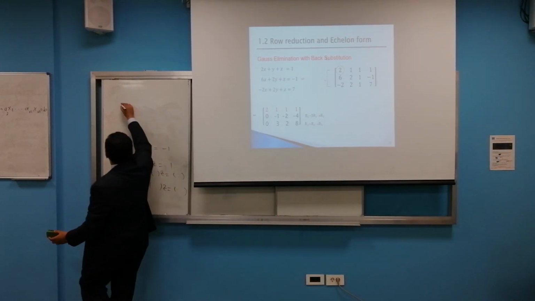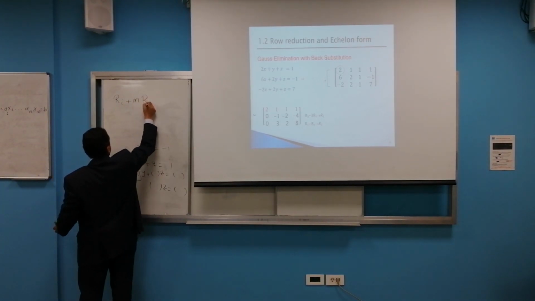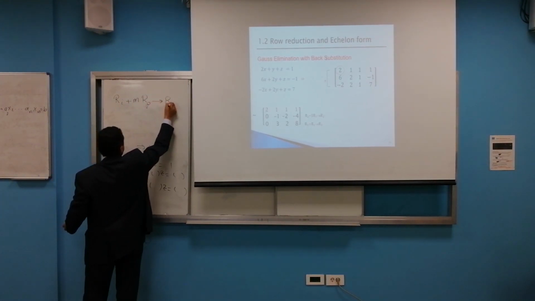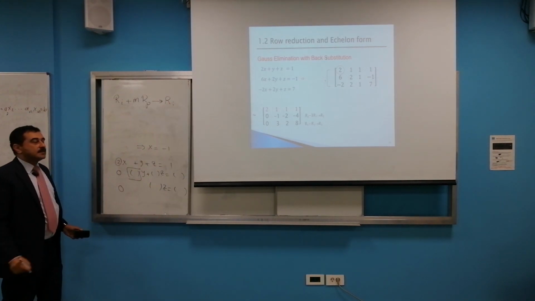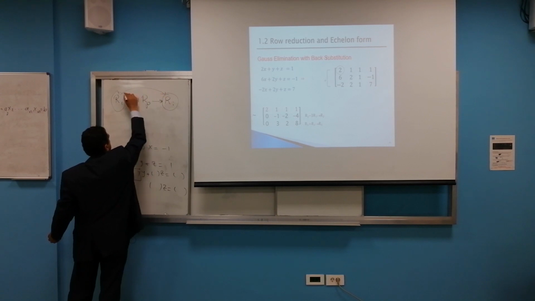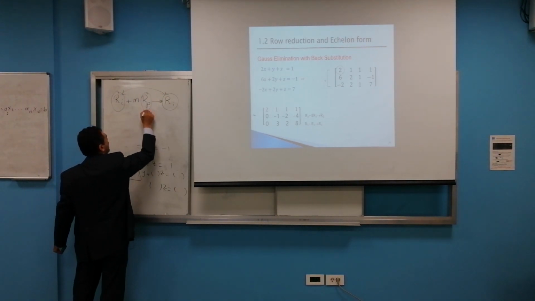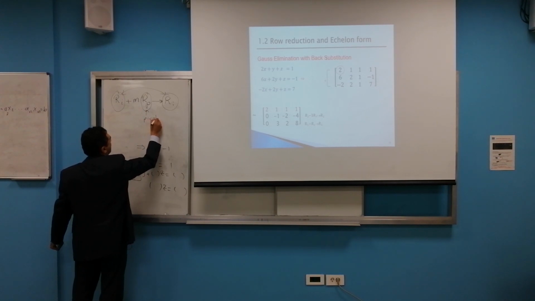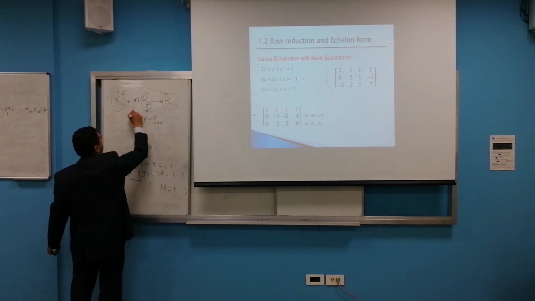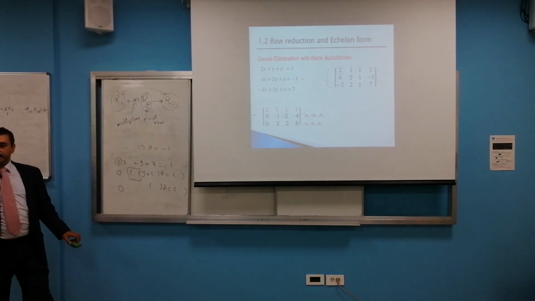Some row you are going to change plus some multiplier multiplied by the pivot row, and replace Ri. So this row is the row you are going to change, and this is the pivot row, and this is the multiplier. Okay?